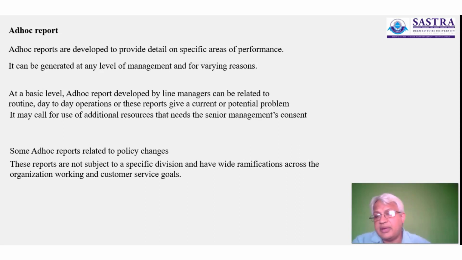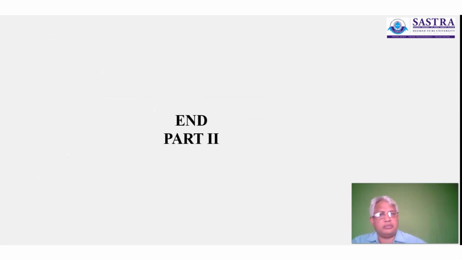Some ad hoc reports are related to policy changes. These reports are not subject to any specific division. As I said, policy level information has wide ramifications across all the different departments of the organization and towards customer service goals. So these are the different types of reports: status reports, trend reports and ad hoc reports. With this, we finally conclude the logistics management part.